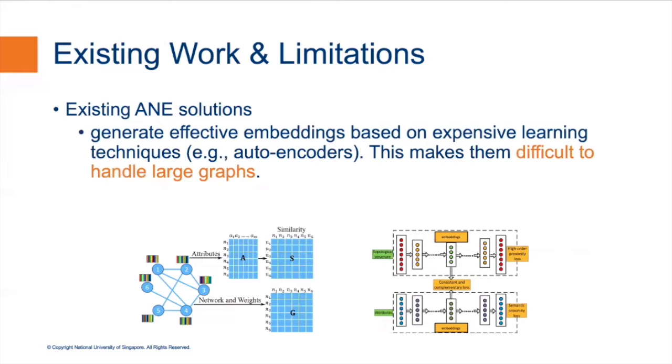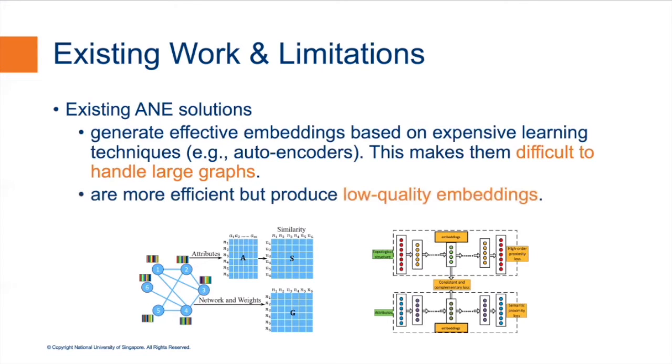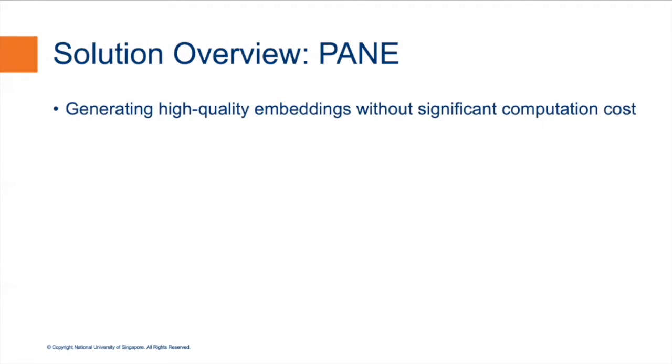Many of the existing solutions for attributed network embedding are based on expensive learning techniques, such as autoencoders. This leads to significant computation costs and makes it difficult to handle large graphs with billions of edges. Meanwhile, there exist some other methods that are more efficient, but the embeddings that they generate are not as good. To remedy the deficiency of the existing solutions, we propose a new method named PANE for attributed network embedding. PANE significantly improves upon existing solutions in terms of computation efficiency without compromising the embedding quality.